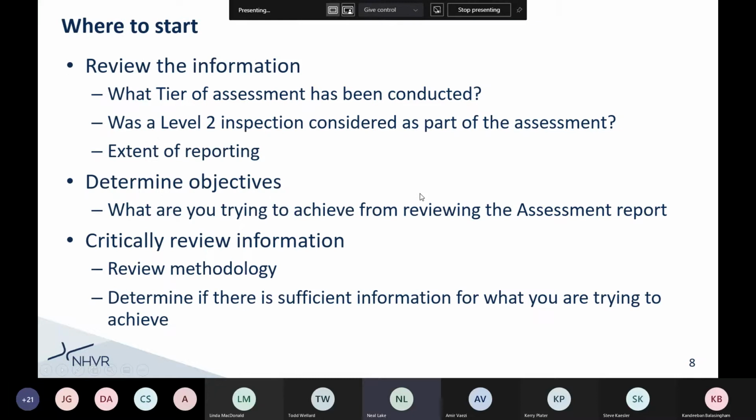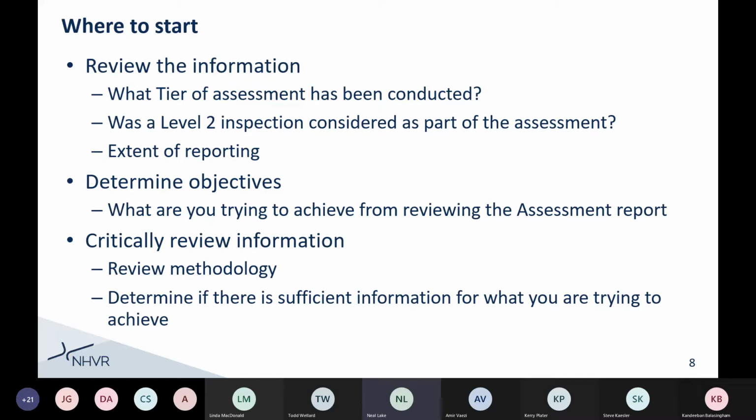All right, so where do we start? Of course, the first place to start when you have any report is to start looking at the information that has been provided in that report. So the first question that I'd be trying to ask when you have a report in front of you is what tier of assessment has been conducted.